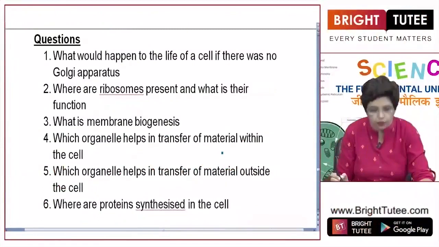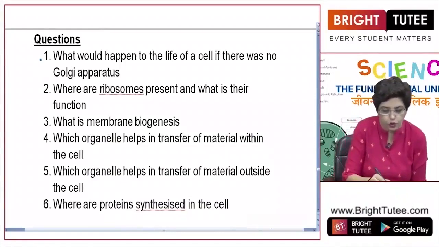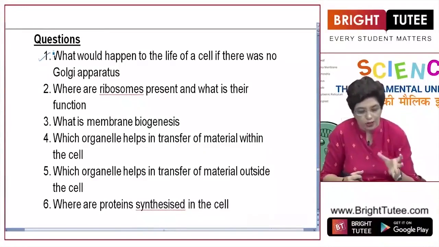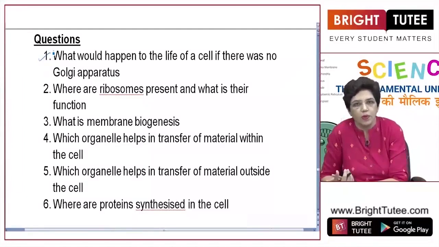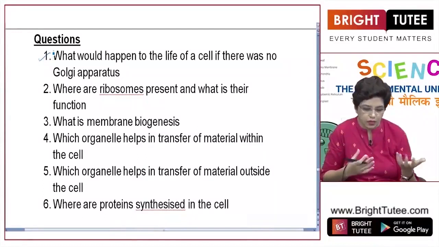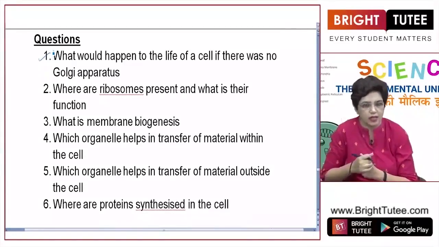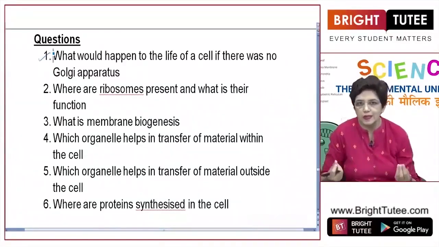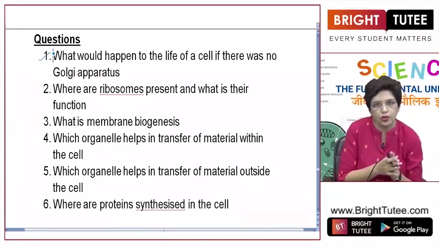So some important questions from this topic. Question number 1: What would happen to the life of a cell if there was no Golgi apparatus? Whenever such a question comes, you have to think about what the functions of the Golgi apparatus are. If it is not there, those functions will not be performed. The Golgi apparatus is a site for packaging, storage, and modification of all the things which are synthesized. So if the Golgi apparatus is not there, whatever substances are synthesized in the cell will not be modified, and they will not be properly stored.